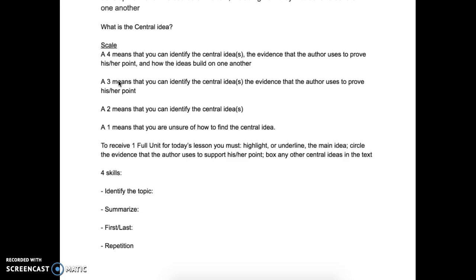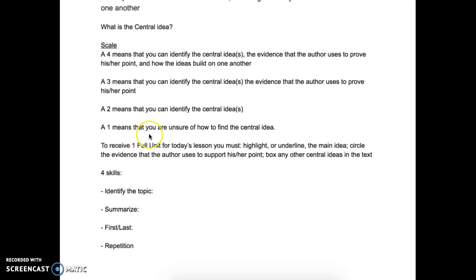A four means that you can identify the central ideas in the text, the evidence that the author uses to prove his or her point, and how the ideas build on one another. A three means that you can identify the central ideas and the evidence that the author uses to prove his or her point. A two means that you can identify the central ideas of the text. So this means that I'm not seeing that you are identifying the correct evidence. You might be able to say, well, this is the point of the article, but I need you to be able to look and identify the evidence in the text to help me prove that. Identifying that evidence tells me that you're really grasping the main idea.